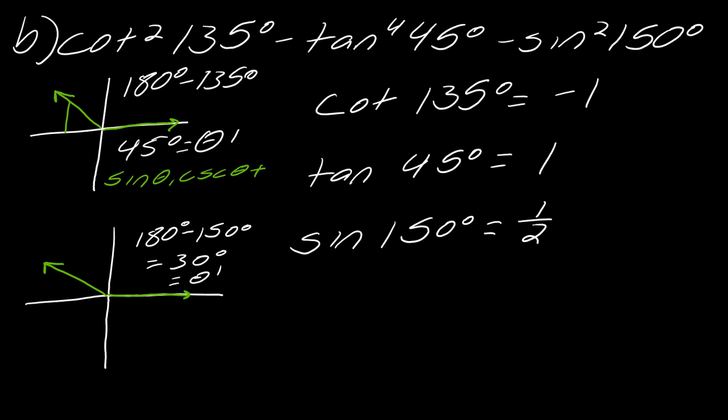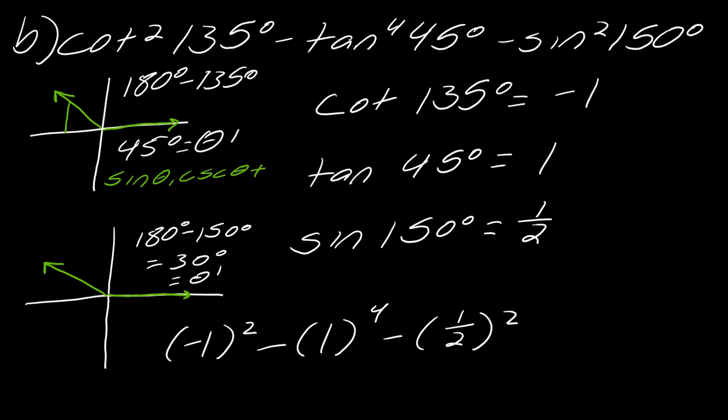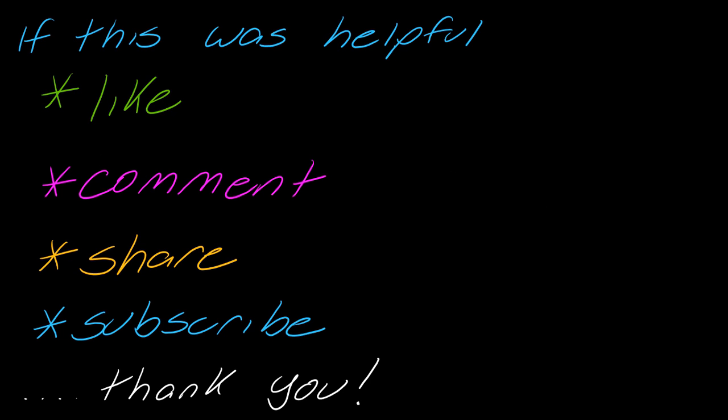Okay, so now I can just plug everything in. So I've got, let's see, and this is going to become -1 squared minus 1 to the 4th minus 1/2 squared. And so then I can see just by looking at this, my 1's are going to drop out. So I'm just left with -1/4, and so that'll be my answer. And so that covers it. So those definitely take a little while, but hopefully, if you learn that chart, it's going to get a lot faster for you. Highly recommend that.